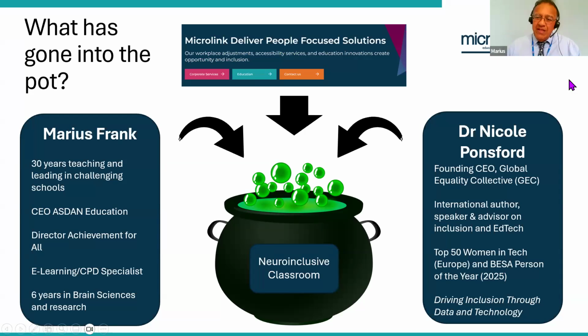Nick herself as well has an amazing collision of interests. It's very rare you get someone who really knows about data, about technology, but also inclusive practice. But let's also acknowledge our luck, and I will call it luck, to work for Microlink. Microlink has delivered workplace adjustments for any individual who might have long-term health conditions, might have neurodivergent conditions, or is recovering from illness, or you might have an accident or something like that. But for 30 years, they've focused on workplace solutions with over 500,000 individuals who have benefited from it.